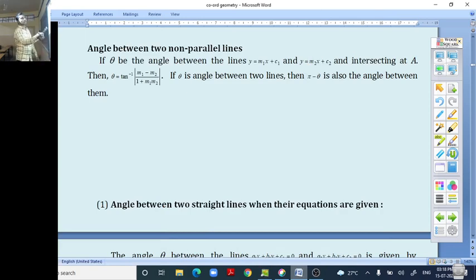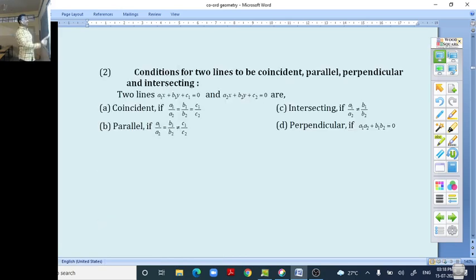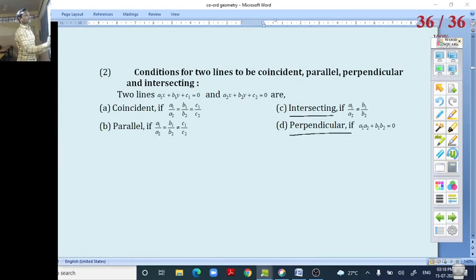Okay, now, so this is already over. So these are the conditions you can observe on the screen. The condition of parallelism, condition of perpendicularity, conditions where the lines intersect each other. You can observe the lines intersect each other. Condition of perpendicularity, condition of parallelism, and coincident lines, that is lines touching each other.